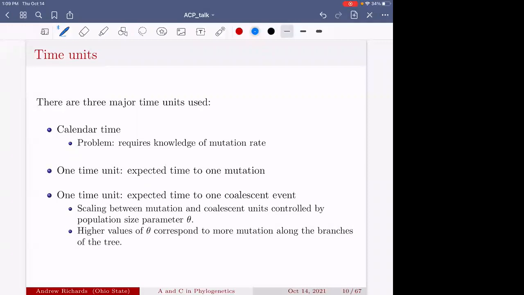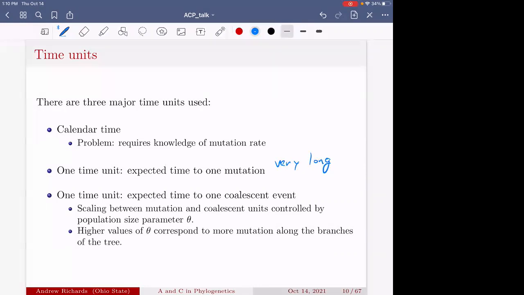So another time unit that is used quite often is a mutation unit, which is the expected time to one mutation. So one mutation unit is the time you'd expect to take until there's one mutation at a particular site. The problem with that one is that this is a very long time period, so one mutation unit is not very useful as a time unit.